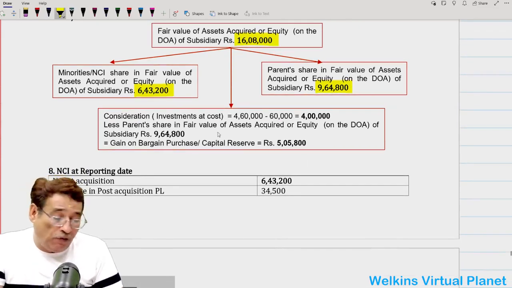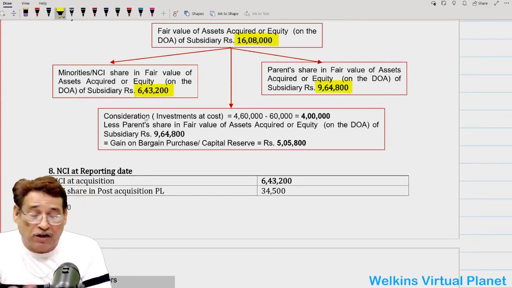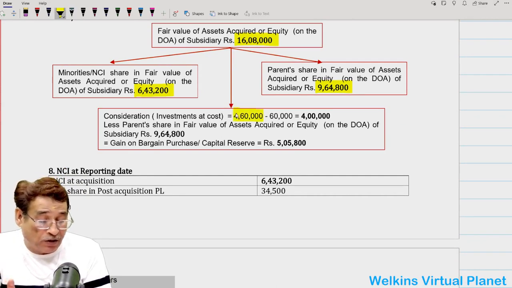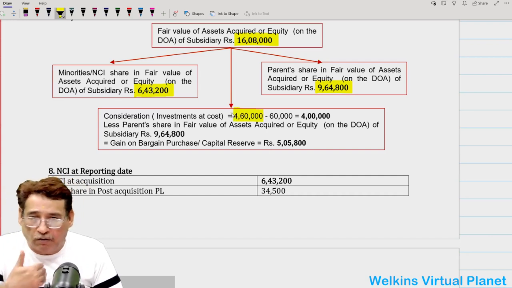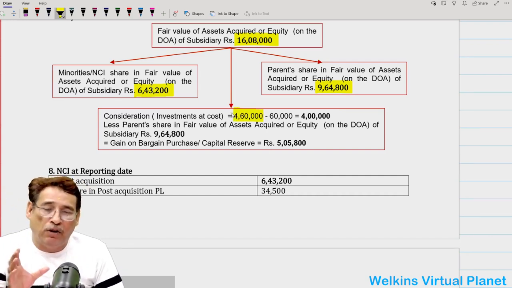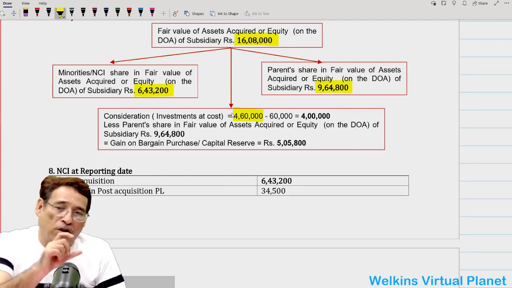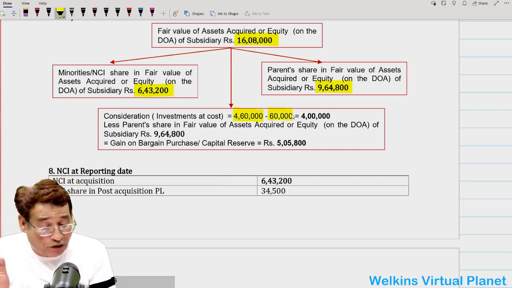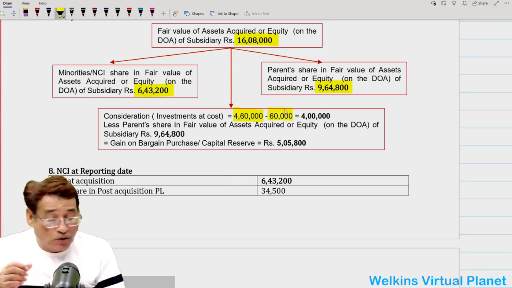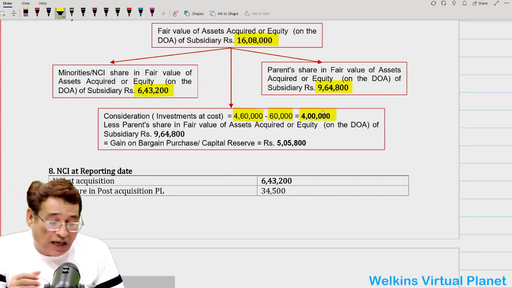9,64,800. Now we have to compute the goodwill. In order to compute the goodwill, first of all, I will write consideration or investment. Actually, investment is 4,60,000. But pre-acquisition dividend was 1,00,000 and our share was 60,000. And I told you, as far as pre-acquisition dividend is concerned, that share of holding company will be subtracted from consolidated P&L and from investment. So we will consider now investment as 4,00,000.